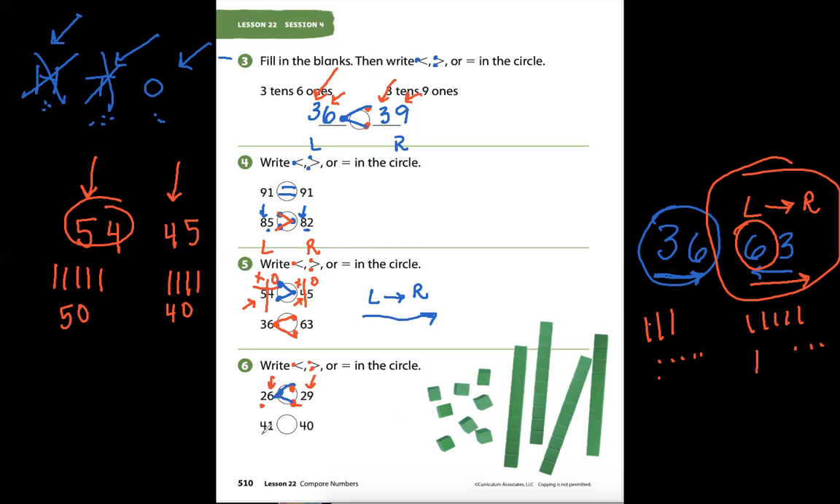Last problem, 41 and 40. They each have 4 tens. But 41 has 1 and 40 has 0 ones. So 41 is greater, it gets 2 dots. 40 is fewer, it gets 1. Connect those dots and read left to right. 41 is greater than 40.